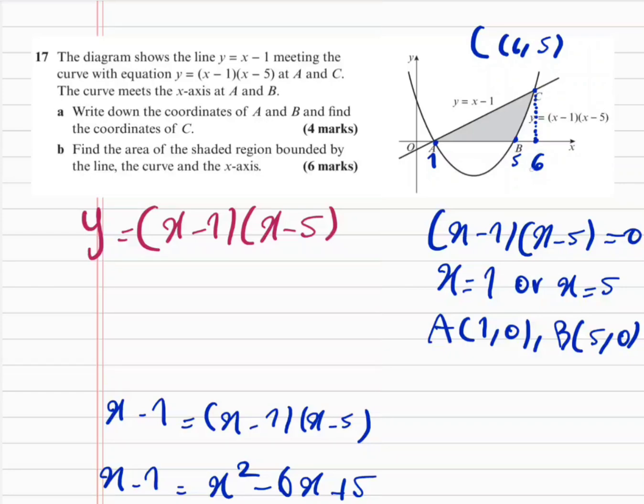Now, if we have this triangle, then that allows us to answer part B, because if we find the area of the triangle, that gives us the total area of this region plus this white region. But we want to exclude the area of the white region. So we just take away the area under the curve bounded by the curve and the x-axis, because that gives us the area of the white region. So we can take that away from the total area of the triangle, and the remaining area is going to be the area of the shaded region.